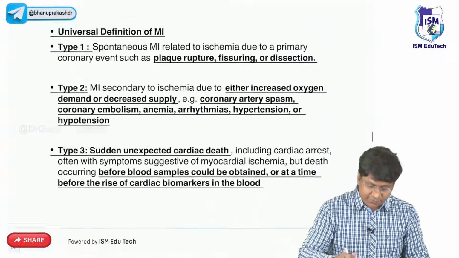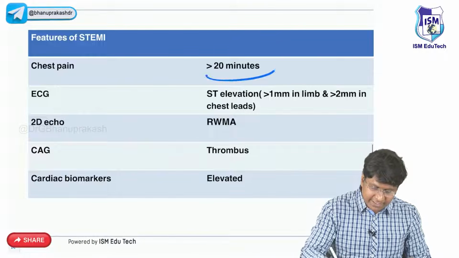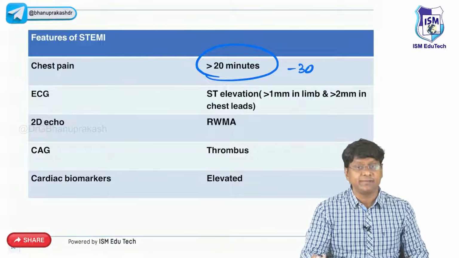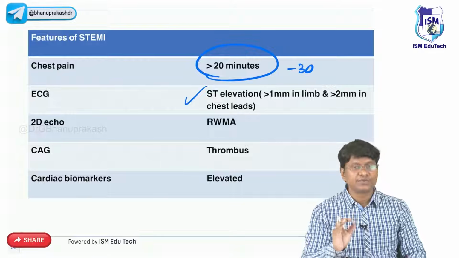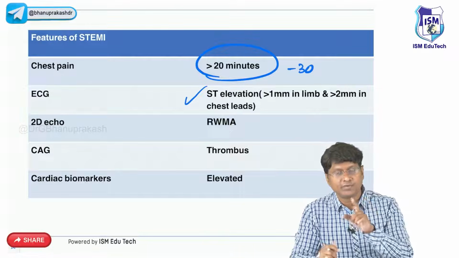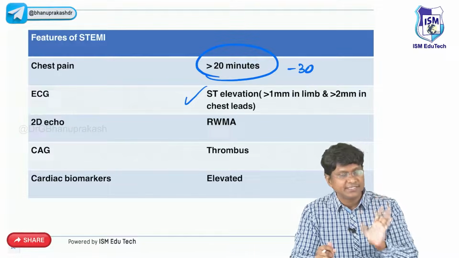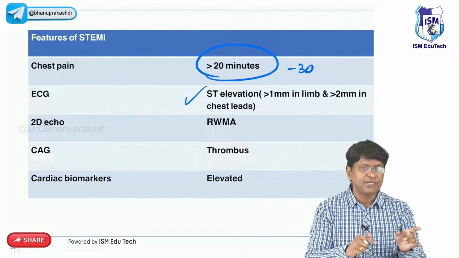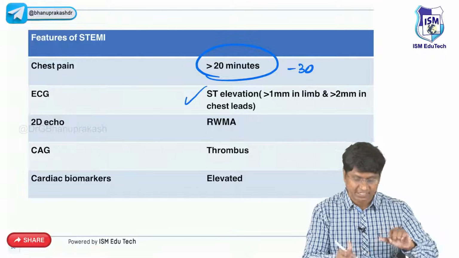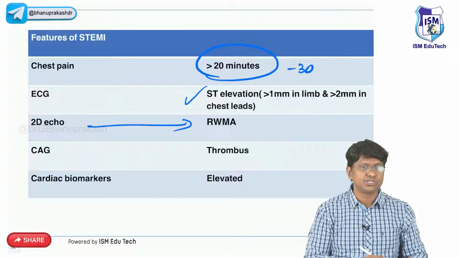And what are the features of your MI? The chest pain will be there for more than 20 to 30 minutes. And the ECG will show ST segment elevation, more than 1 mm in the limb leads and more than 2 mm in the chest leads, right? And in the reciprocal leads, you will have ST segment depression. And the ECG will show regional wall motion abnormality.